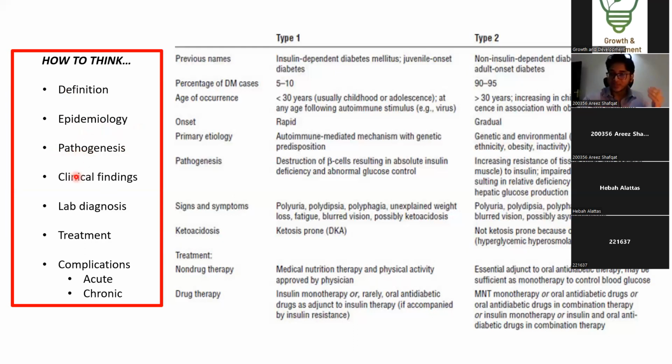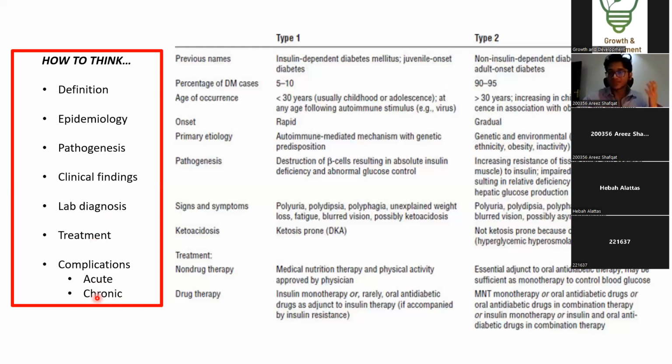Clinical findings are the same: polyuria, polydipsia, polyphagia, blurred vision, fatigue, weight loss, these sorts of things. Lab diagnosis, HbA1c, OGTT, FBG. Treatment, type 1 is insulin. Type 2 is drugs that increase insulin sensitivity, like metformin. Later stages, you can use sulfonylureas, for example, to stimulate insulin secretion. Complications are acute. In type 1, you have DKA because you have absolute insulin deficiency. In type 2, you don't have DKA because you have relative insulin deficiency. The complication of type 2 is called HHS.